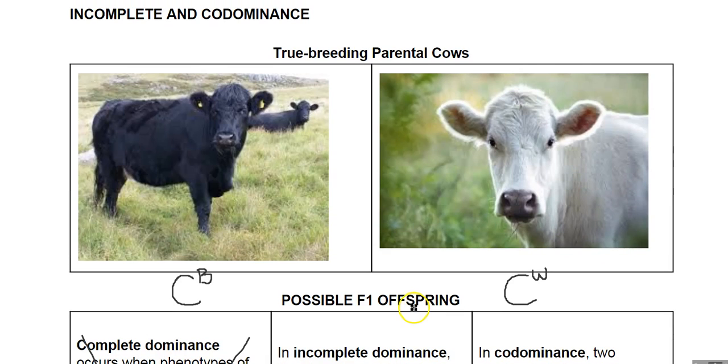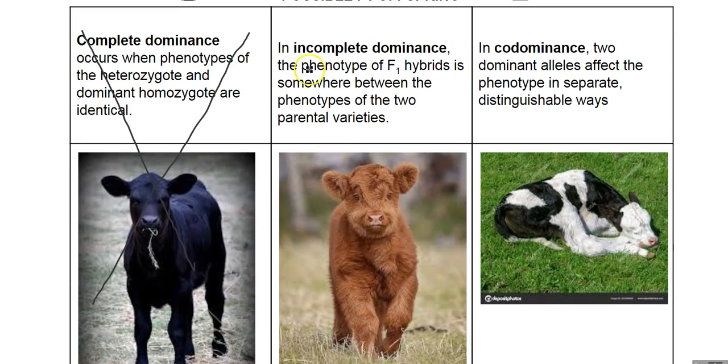But let's go back to this mating again between the black cow and the white cow. And let's say that we don't get any of the fluffy brown cows, but instead I get this cow that is spotted, a white and black spotted cow. This is an example of codominance. Both alleles are dominant and we see each phenotype, but they are both expressed equally. So see here in this brown cow, there's like a blending of this phenotype.